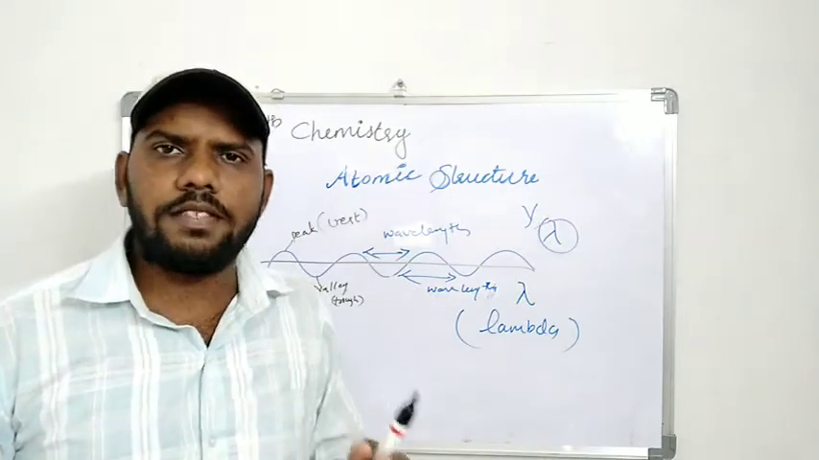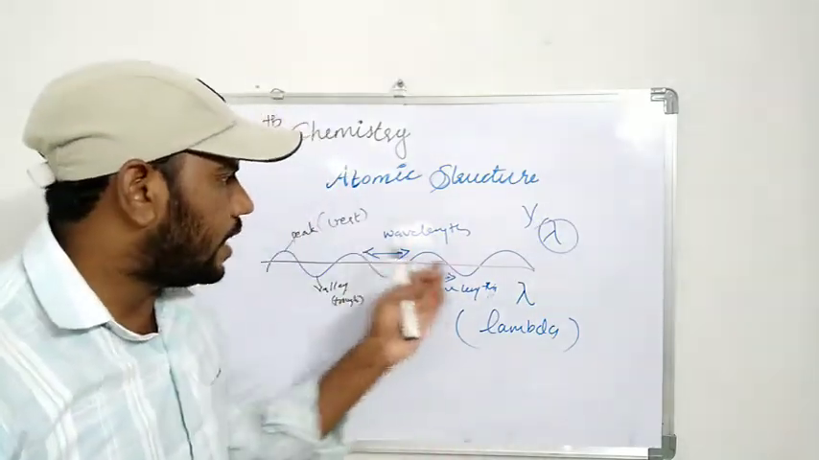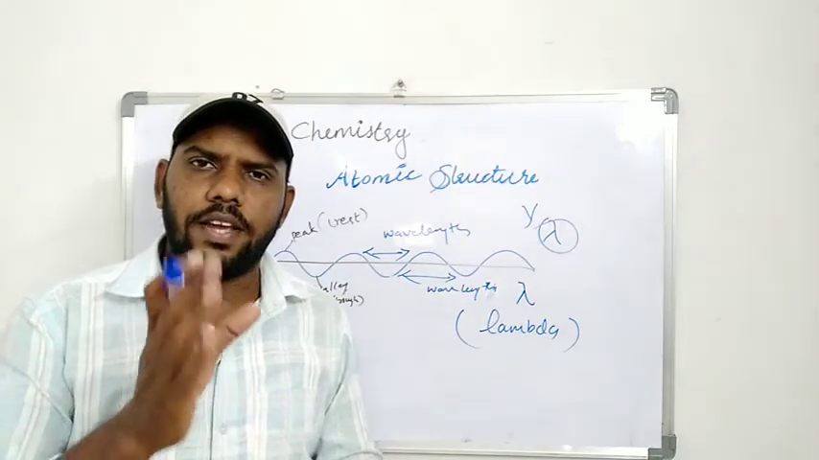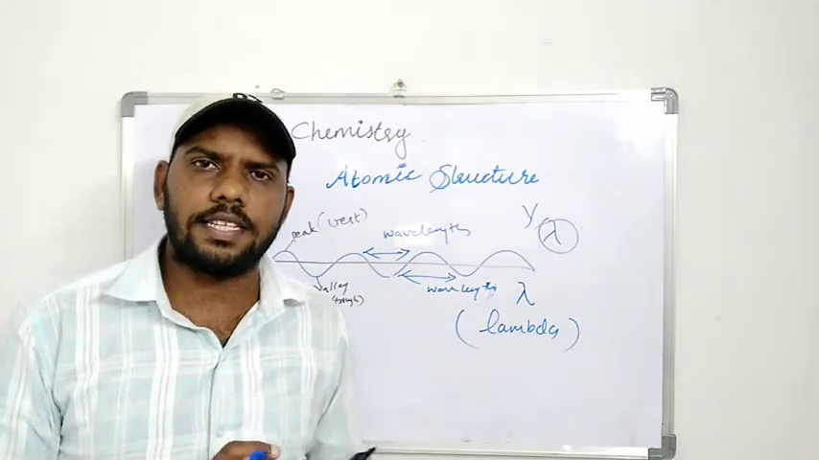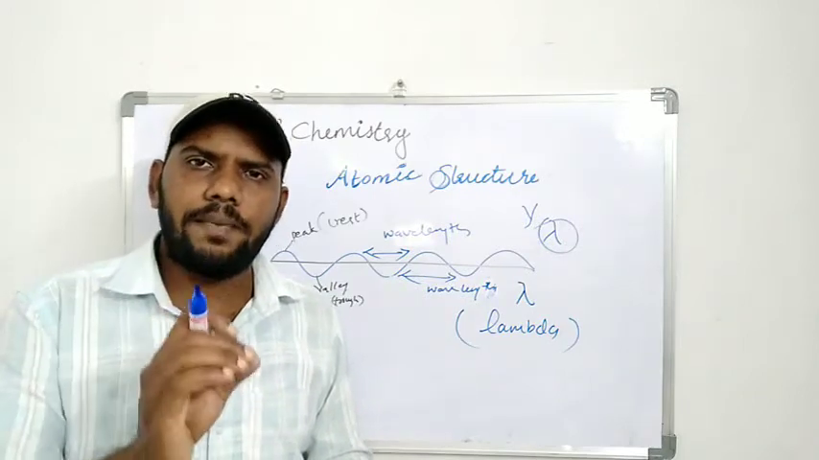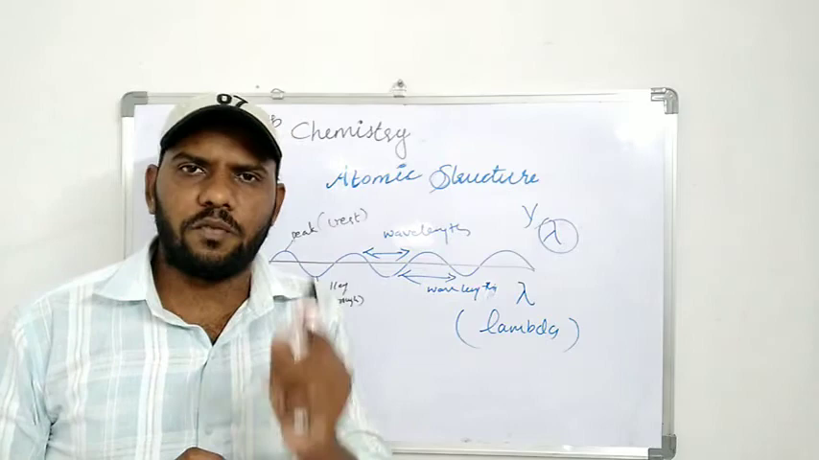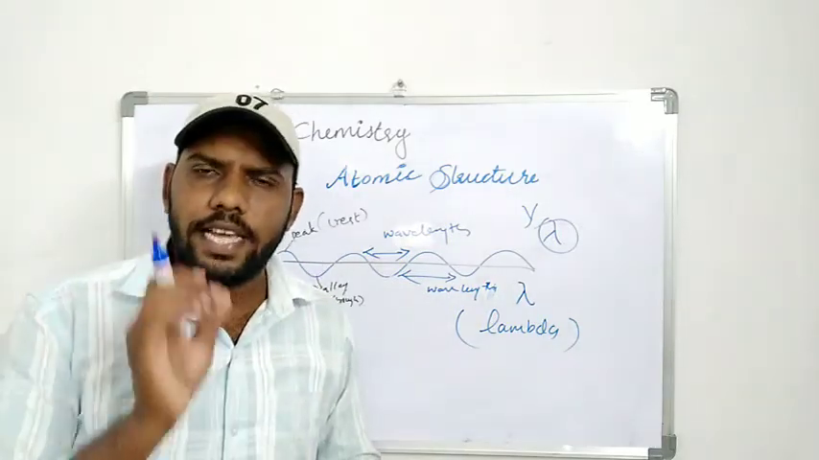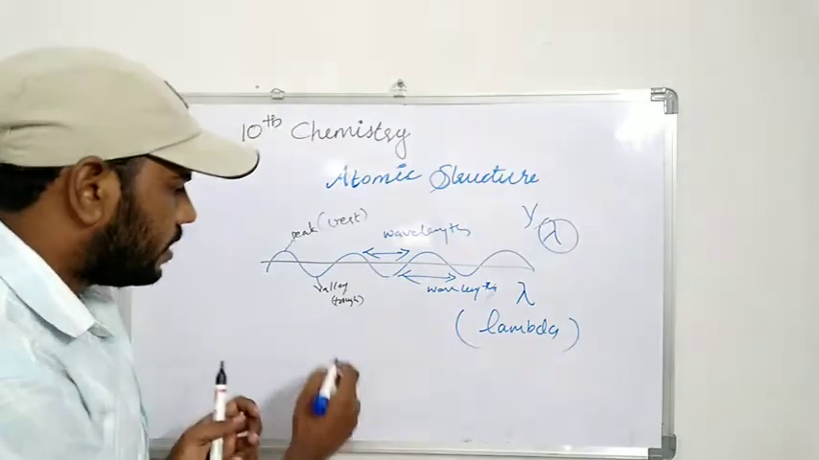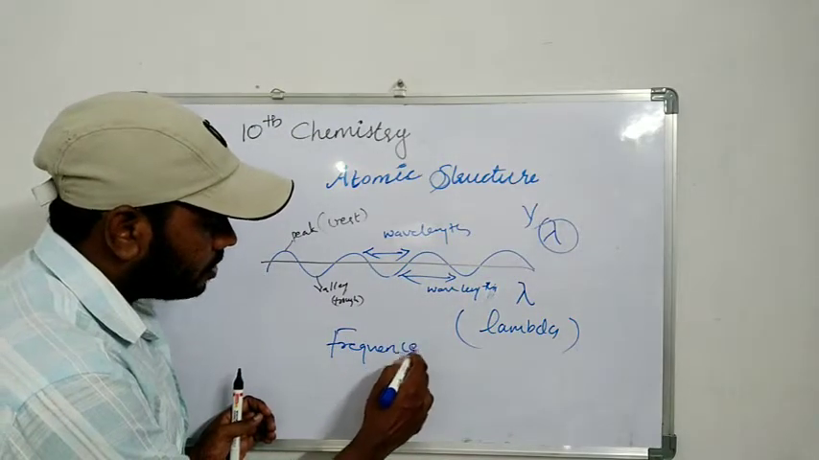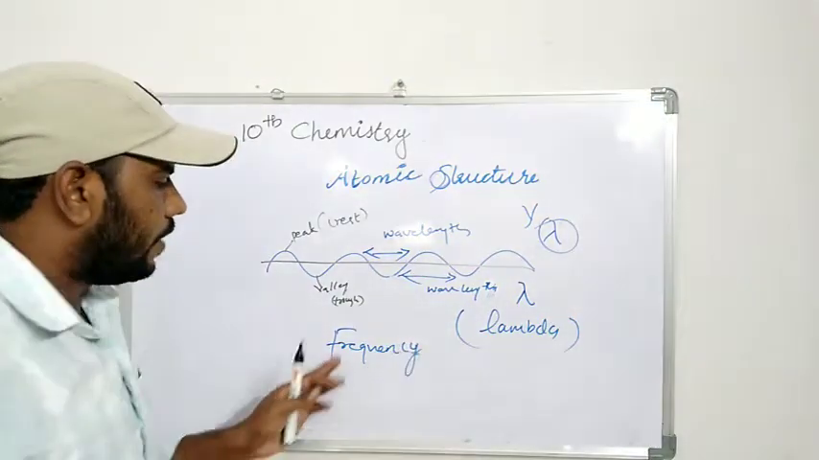So sound waves and light waves, everyone has a wavelength. When we create a vibration, we understand the number of vibrations per second. In 1 second, how many times it is vibrating, that we call frequency. So this also we completed in the 9th class. Yes or no, children?